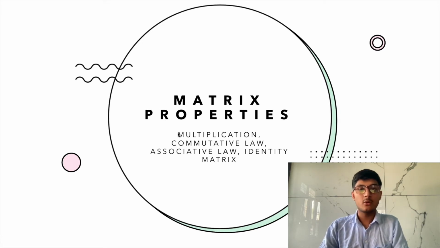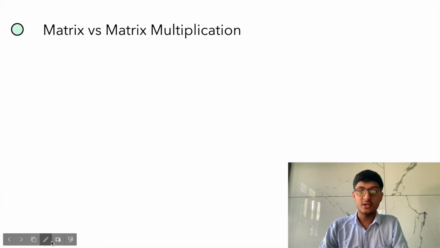So in today's video we will cover matrix properties. Firstly we will talk about multiplication of two matrices, then we will talk about commutative law, then associative law, and then what is an identity matrix. So let's move on.